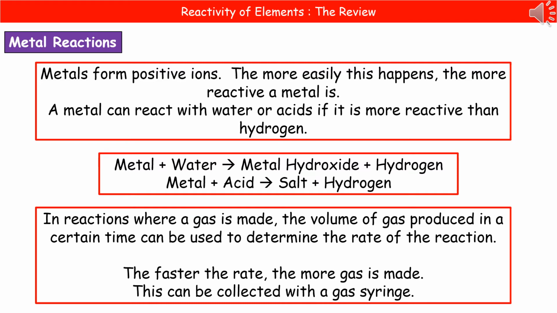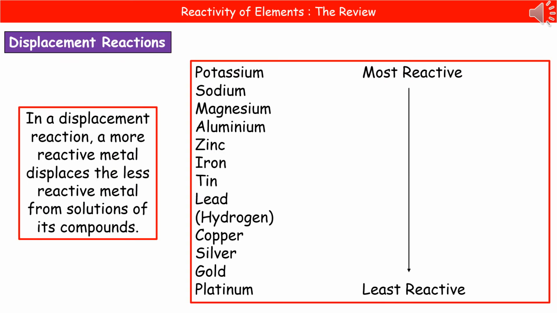so you need to know what's formed. In reactions where a gas is made, the volume of the gas produced in a certain time can be used to work out the rate of the reaction. So the faster the rate, the more gas we make. And remember, a very accurate way of collecting this gas is with a gas syringe. But if they're giving you a practical to analyse, you could have an upturned measuring cylinder, and then they ask you how you could improve it. So your improvement is to use a gas syringe.